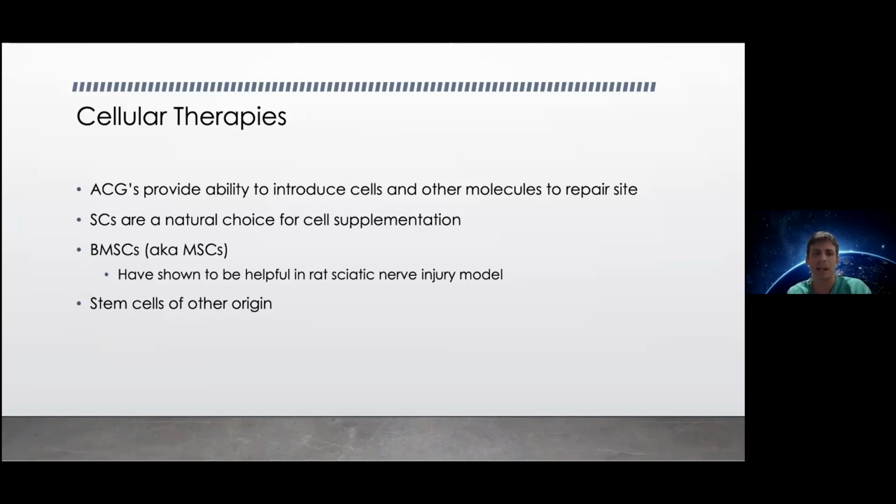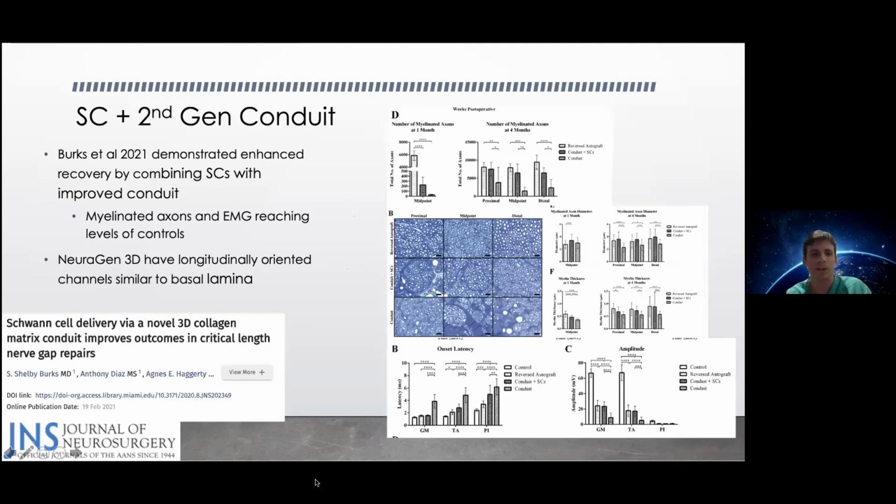But they have been used in animals, and that's talking about bone marrow stromal cells and other types of stem cells. Schwann cells, on the other hand, we are using here in humans, and they are a pretty natural choice for cell supplementation if you're going to pick something. And so here's our publication from this year, basically looking at the addition of Schwann cells into that second generation conduit that I showed you, where it has the basal lamina recapitulated. And we found good results with this.